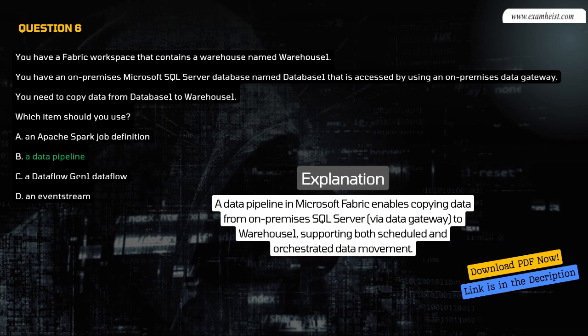A data pipeline. Explanation: A data pipeline in Microsoft Fabric enables copying data from on-premises SQL Server via Data Gateway to Warehouse 1, supporting both scheduled and orchestrated data movement.